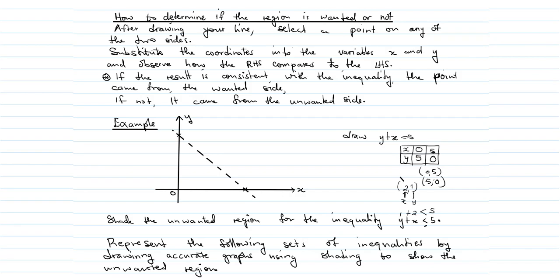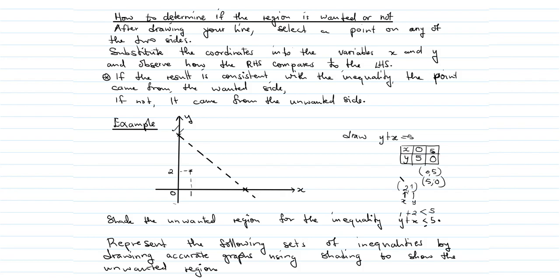We said we will pick the point (1, 2). Where is point (1, 2)? Point (1, 2) is probably somewhere there, right? And we agreed already that point (1, 2) comes from the wanted region. It's less than 5. So it means this whole side of the line is the wanted region, right? So it means the other side is what? Unwanted. So we shade this side.